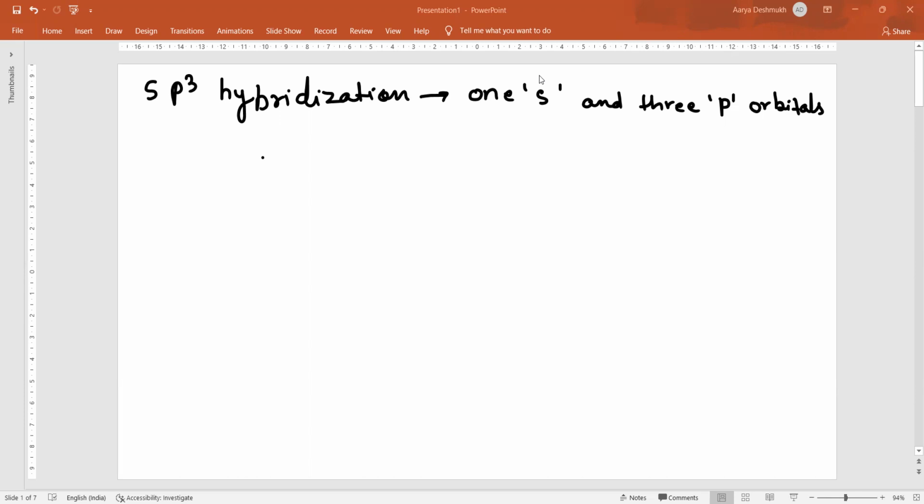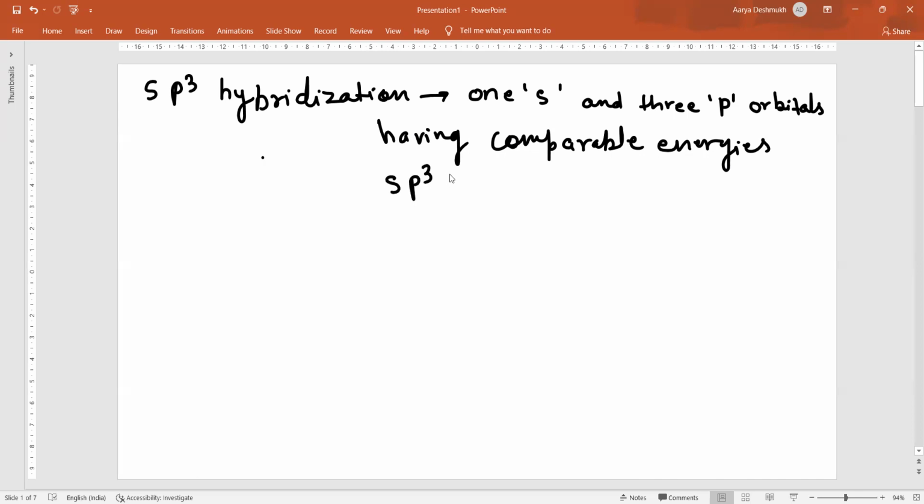In this type of hybridization, one s and three p orbitals, and these three orbitals have comparable energies, nearly the same energies, recast to form sp3 hybrid orbitals. There is a recasting of orbitals, meaning these s and p atomic orbitals recast themselves to form sp3 hybrid orbitals.